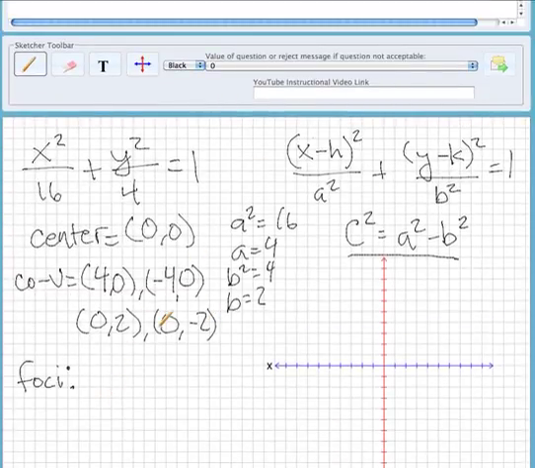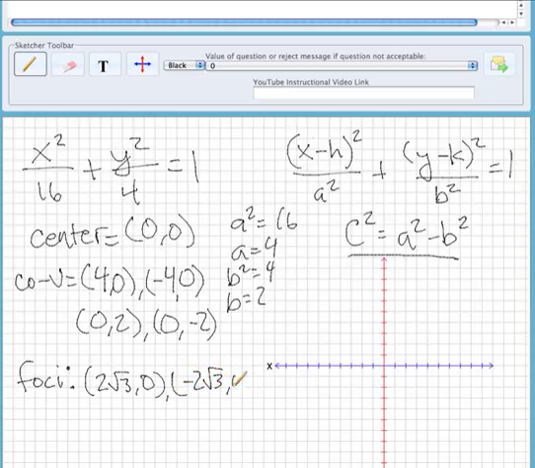So now the foci are going to be (2 root 3, 0) as well as (-2 root 3, 0). So those are the things that we need to find right here, and we're going to start to graph it over here.